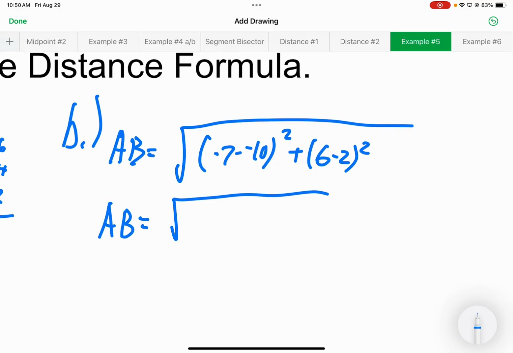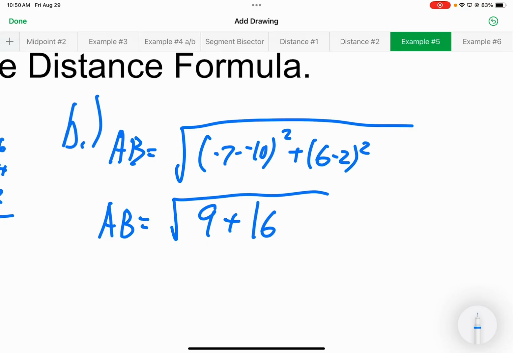What's 3 squared? Nice. Plus 6 minus 2? Positive 4. And then 4 squared? 16. Angeline, you might have done 2 minus 6, which is negative 4. But what's negative 4 squared? Still 16, so you get the same thing either way, okay?